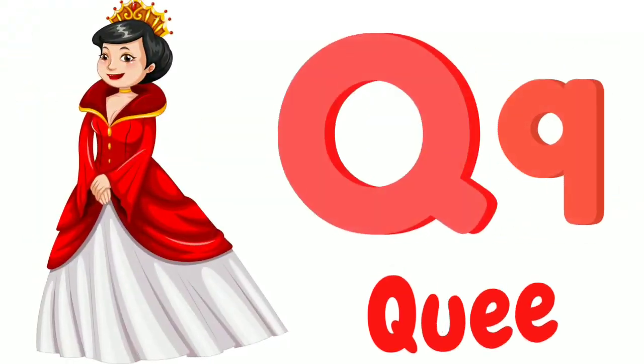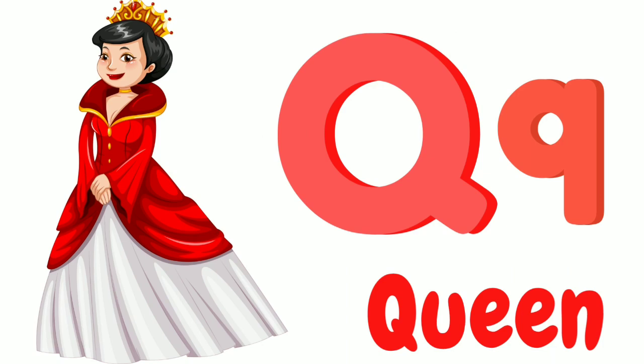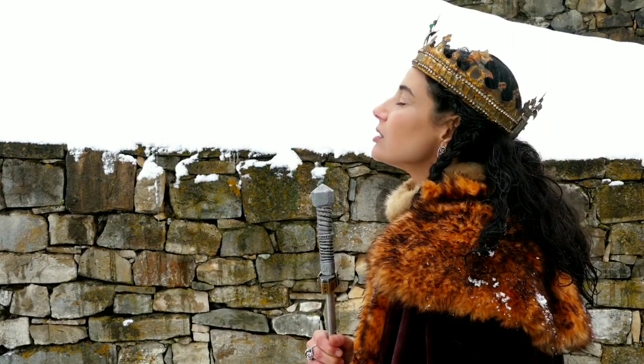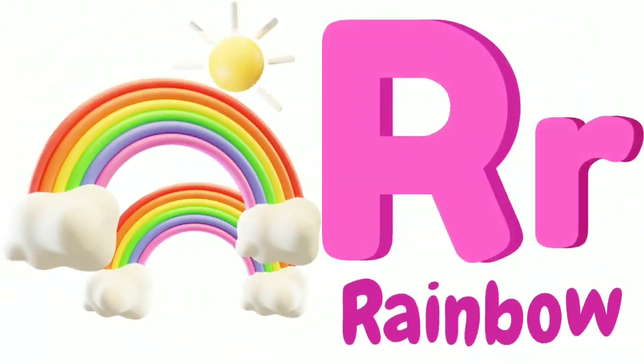Q is for queen, queen, queen. This is a queen, queen, queen. R is for rainbow, rainbow, rainbow. This is a rainbow, rainbow, rainbow.